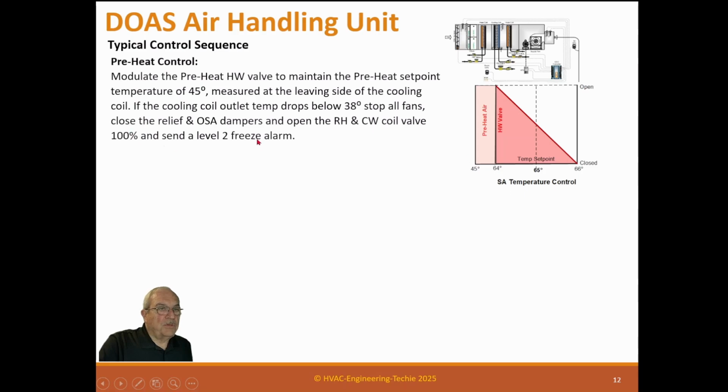And then, of course, you have a preheat coil. Our preheat coils are designed to take the outside air, which is too cold, and raise it up. And we normally raise it up to just a little bit below the cooling coil set points. So modulate the preheat water valve to maintain the preheat set point temperature of 45 degrees, measured at the leaving side of the cooling coil. If the cooling coil outlet temp drops below 38 degrees, stop all fans. Close the relief and outside air dampers and open the return air and chill water, reheat and chill water coil valves 100% and send the level 2 trouble alarm.